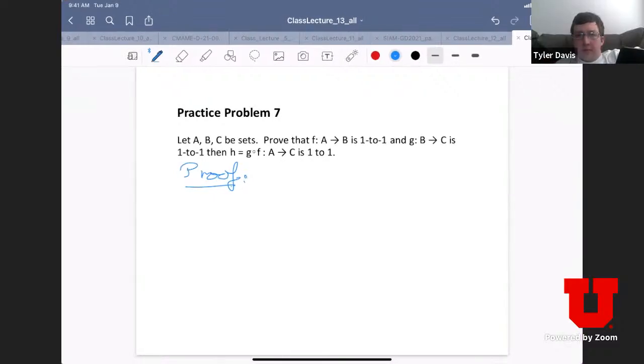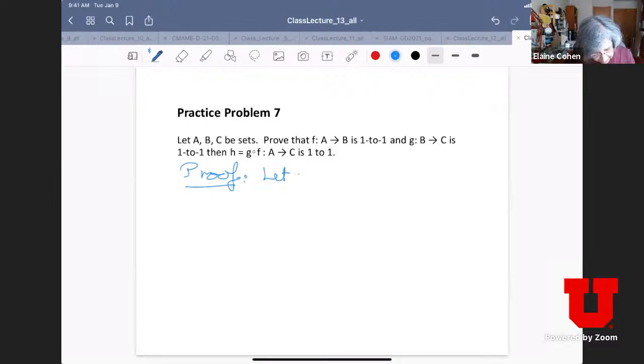So what we have to say, remember, is let x and y be in A such that h of x is equal to h of y. That's how they always start. We're trying to prove that h is one-to-one. So we start out saying, suppose we have 2 points that map onto the same point in the image of the function.